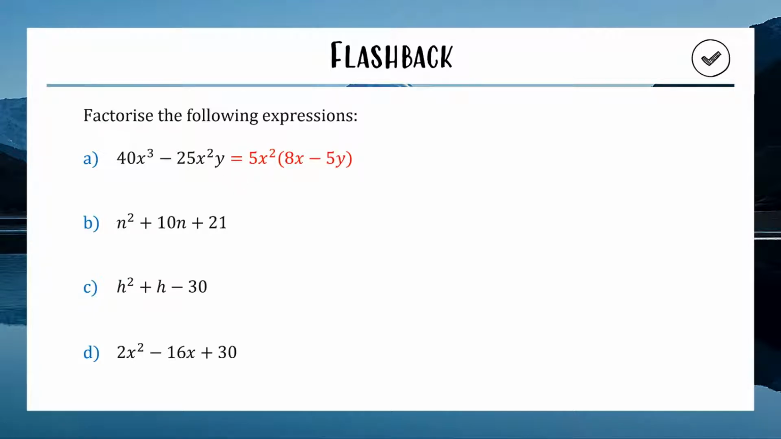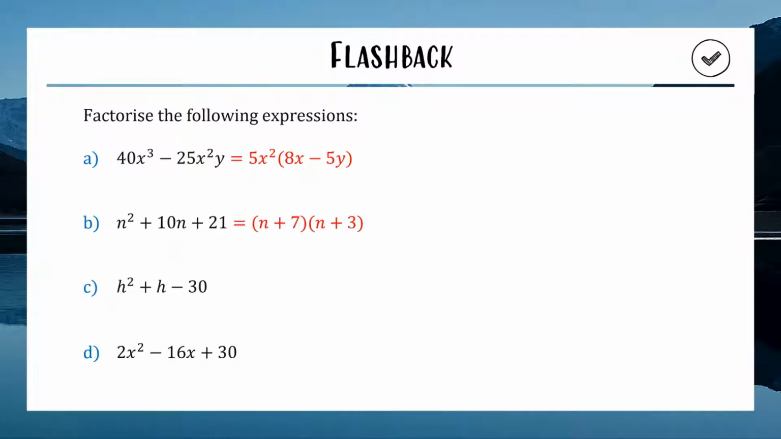For the next three, we have some quadratic trinomials from the previous video. So as always, we've got to set up a pair of brackets. We're going to have an n and an n to make the n squared. And now we're trying to fill the gaps with two numbers that add to give 10 and multiply to give 21. It's a nice easy one. We're going with plus 3 and plus 7.